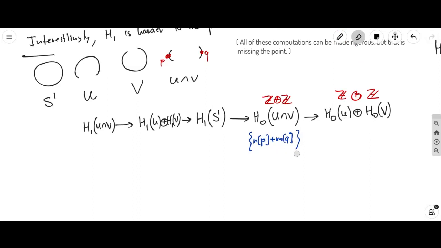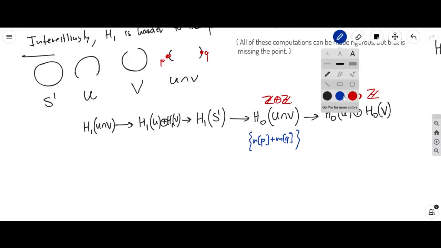But how is the map defined? In general, I'll write it down here. The map takes a homology class and maps it to basically its diagonal. You repeat it twice. That's what this map does in the Mayer-Vietoris sequence. It's what we call the diagonal map. You just repeat the class twice, once in each of the two open sets. So you're going to take this class, this cycle, and repeat it twice in each one.